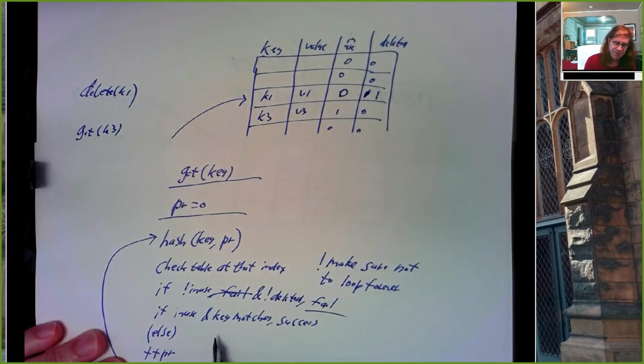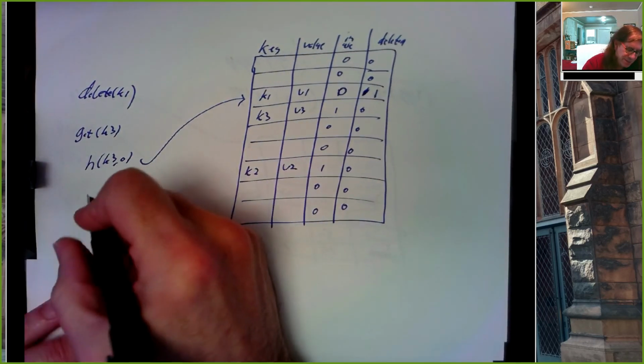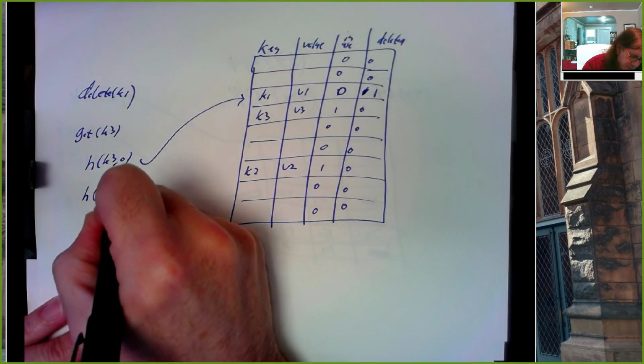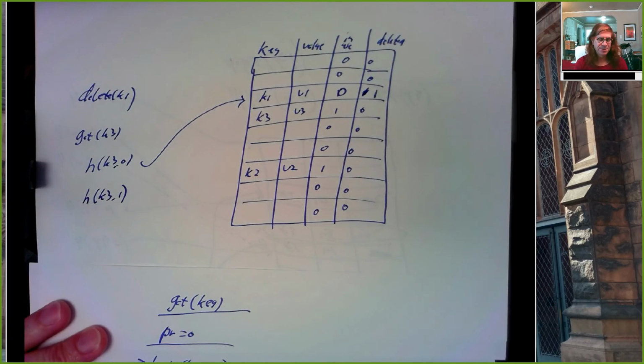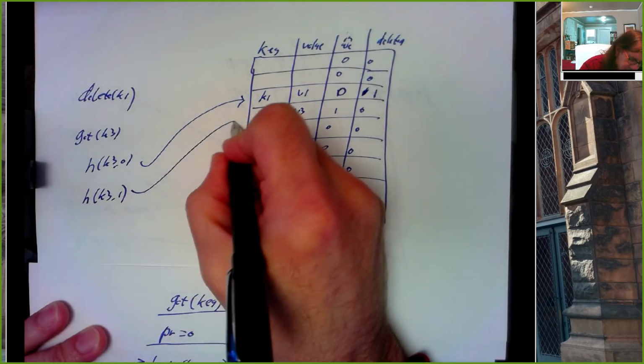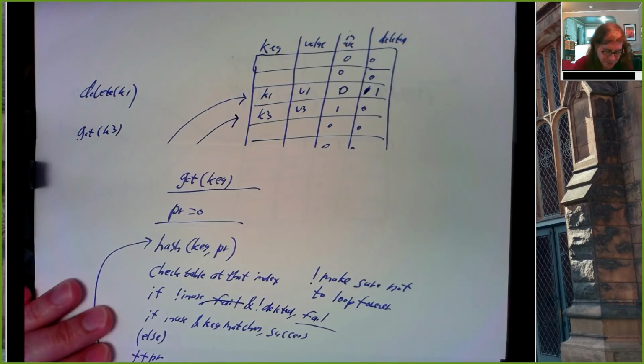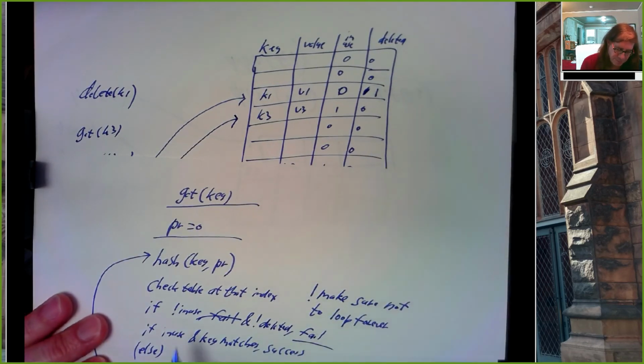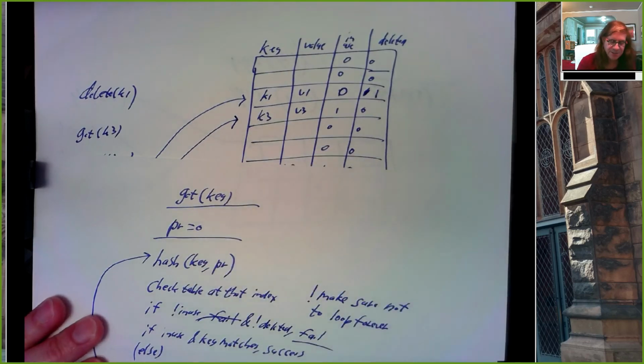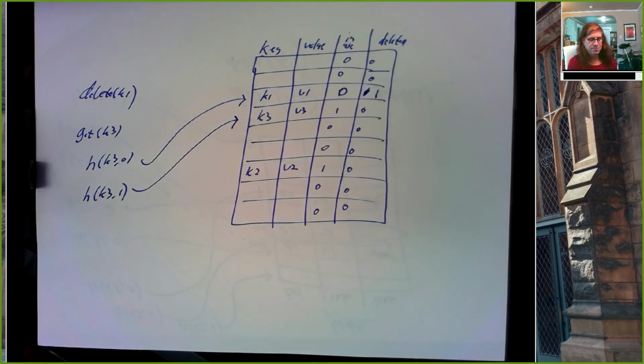If it's in use and the key matches, success. Otherwise, increment your probe and try again. So we'll increment our probe and we'll rehash. And that'll take us here. And it is in use. We check the key matches. We found our data. So the deleted field tells us keep searching. Even though this node is not in use right now, something was here, you might have gotten a collision because it might have been in use when you tried to store the thing you're searching for. Does that make sense?